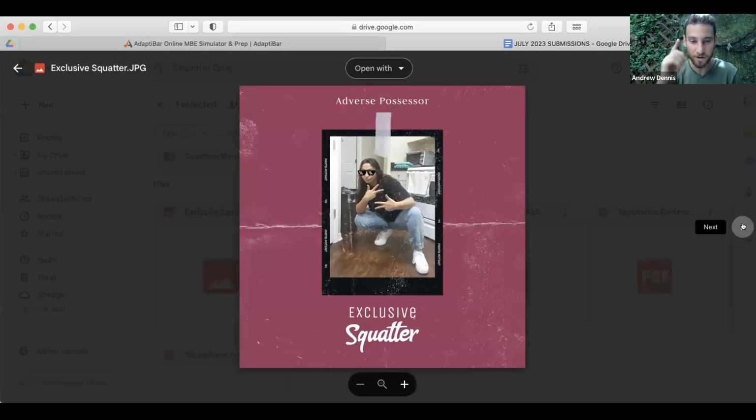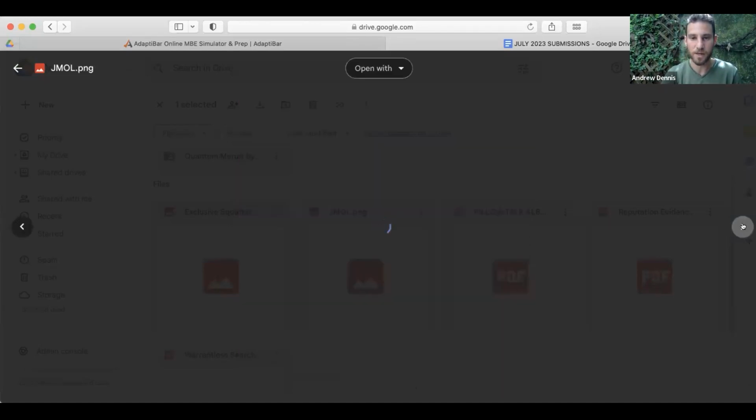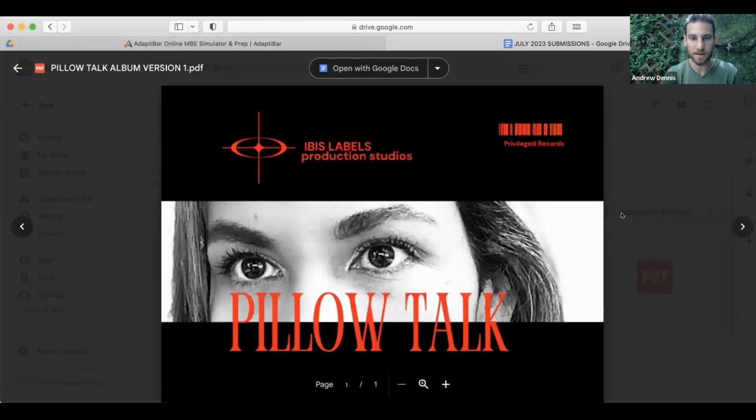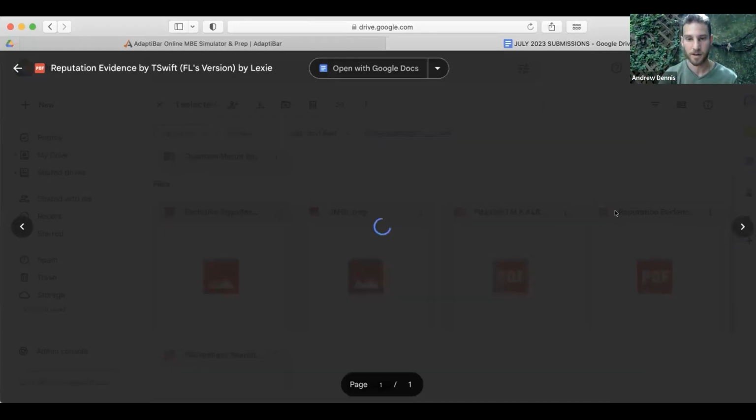Remember, exclusive squatter, everyone's getting the adverse possession question right, because it has to be exclusive for adverse possession, not for a prescriptive easement. We had JMOL and renewed JMOL. Remember, you can't bring the renewed JMOL unless you already brought the first JMOL. We had the marital communications, right? Remember, things that are said in the sanctity of marriage between husband and wife are privileged. There's also the testimonial privilege, where you can refuse to testify against your spouse.